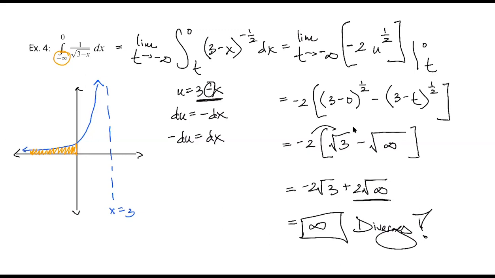Professor, on the step before you plugged in the infinity, are we still supposed to write the limit as t approaches negative infinity on that? Yeah, I would bring that limit down to that second step as well.